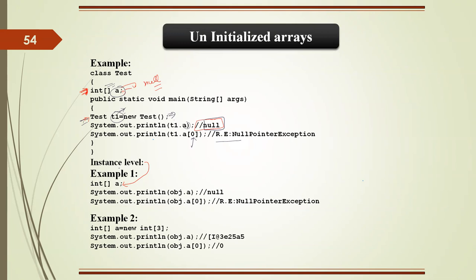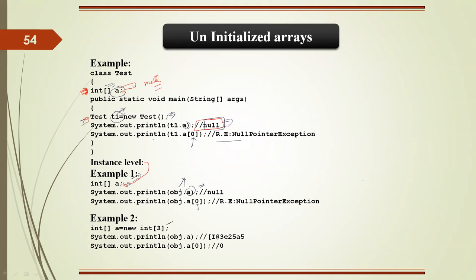This is the object thing in Java. Every array is an object in Java. Array is an object, that's why the null value is there. Example one: you can see int[] a. If you try to print the array a, you get null. Using object creation, you try to get the null value, and if you access an element inside that array, you will get a NullPointerException.